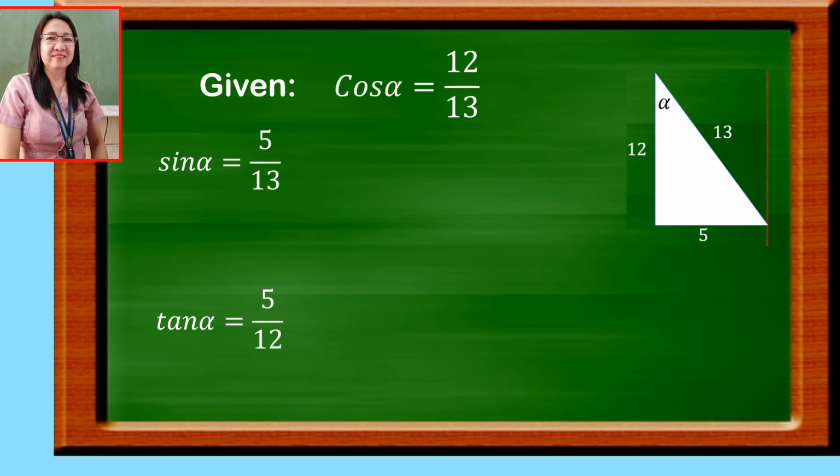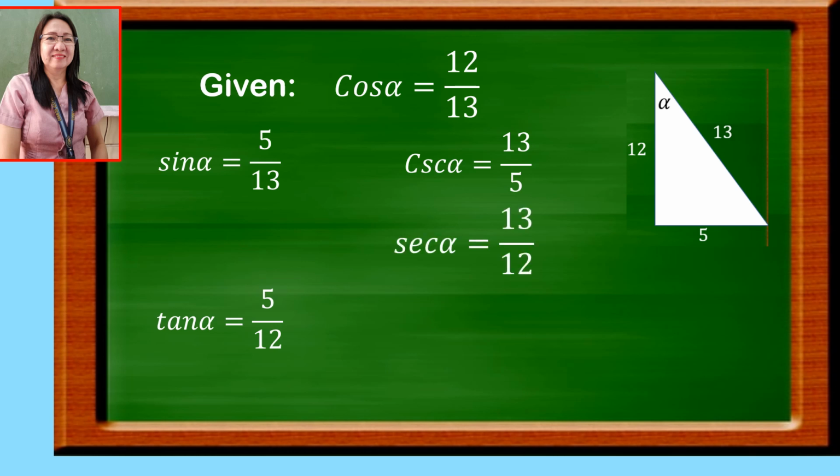Tangent is described as opposite over adjacent. So the opposite of alpha is 5 over the adjacent, which is 12. So the value of tangent alpha is 5/12. For the reciprocals, sine alpha's reciprocal is cosecant alpha. So simply getting its reciprocal, 13/5 is the value.